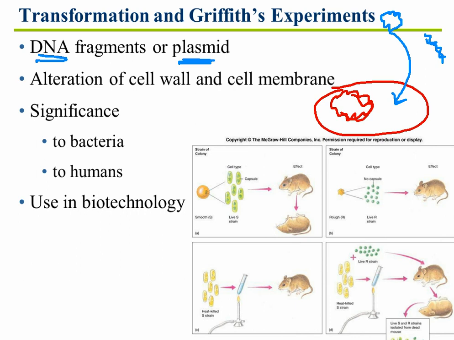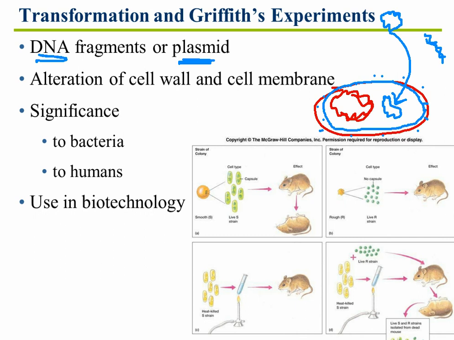So, what do we have to do? We have to do something to the cell wall. We don't destroy the cell wall, but we make the cell wall a little bit more porous so that the DNA can go through it. And remember, there's a cell membrane inside of here. So the cell membrane has to become more permeable to the DNA. The DNA gets into the cell. There we are. There's horizontal transfer.